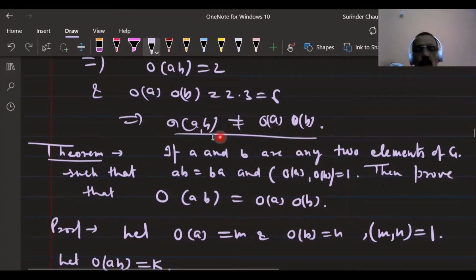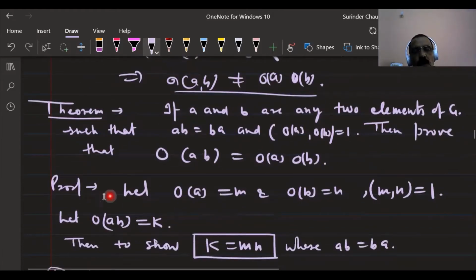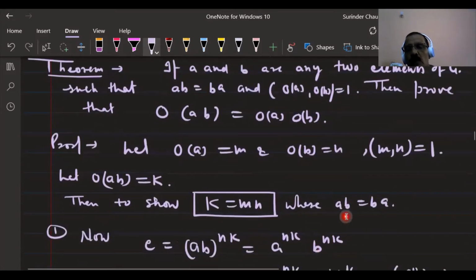When will the order of the product be the product of their orders? If the elements of G commute and their orders are relatively prime. This is the condition under which the order of the product comes out as the product of their orders. Now, the proof: let the order of A be equal to m, the order of B be equal to n, and their orders are relatively prime. Let the order of AB be equal to k. What we need to prove is that the order of AB is equal to m into n, where AB is equal to BA and the orders of A and B are relatively prime.